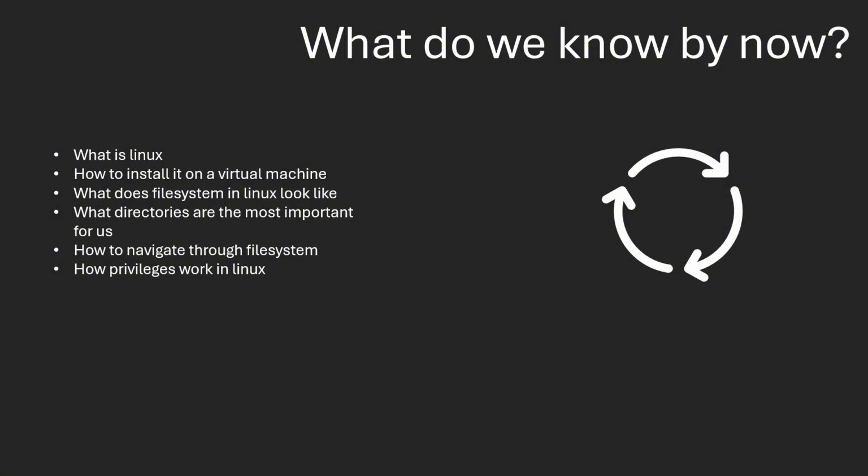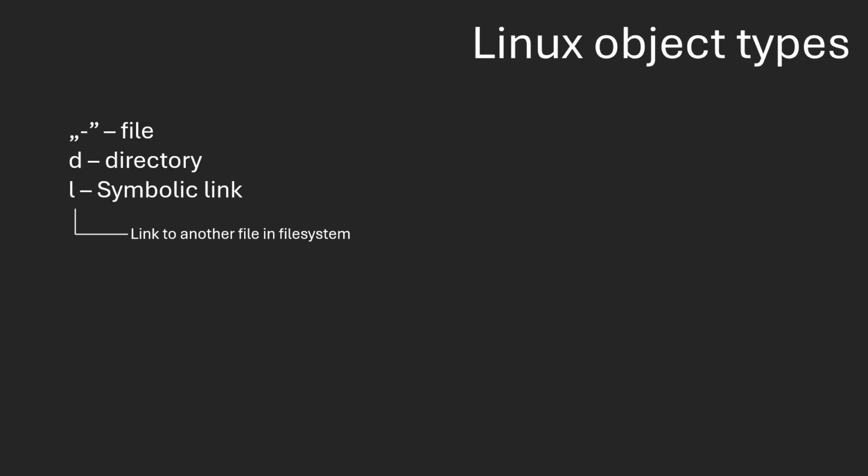But the file system can store not only files, there are also other types of objects, I like to call them. This here is the result of the ls command. You've witnessed that before. If there is nothing, so this dash, it means this is a file. D stands for directory and L for symbolic link. To keep it short, it's just a file that's linking to another file in the file system. Kinda cool.